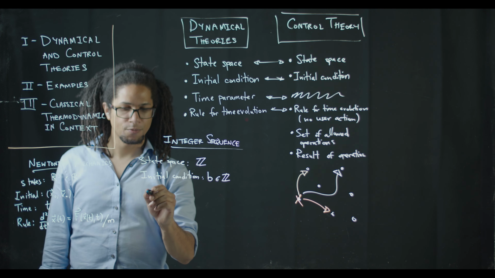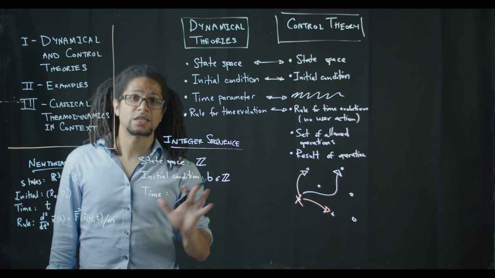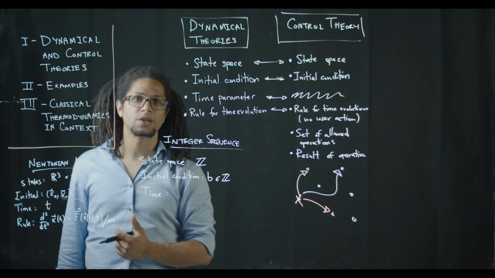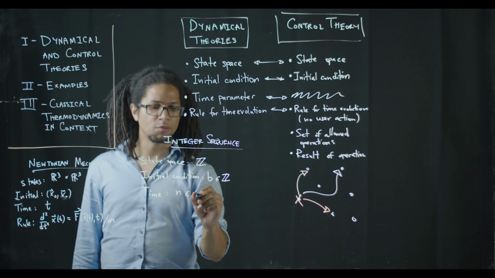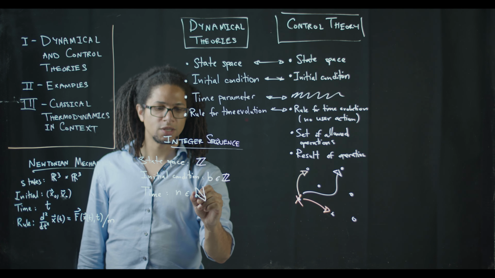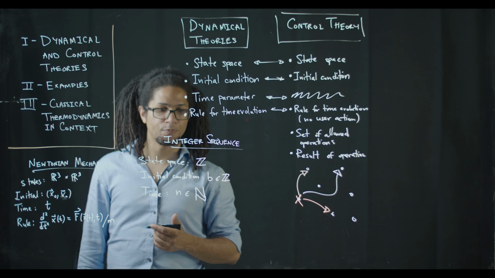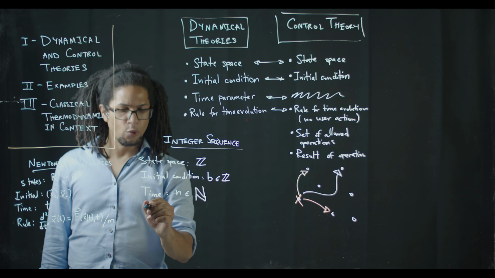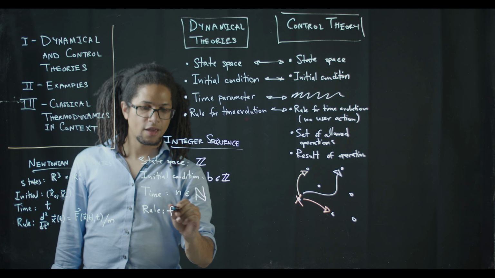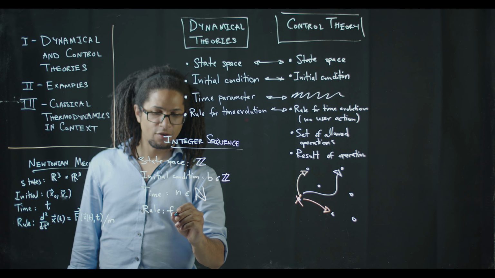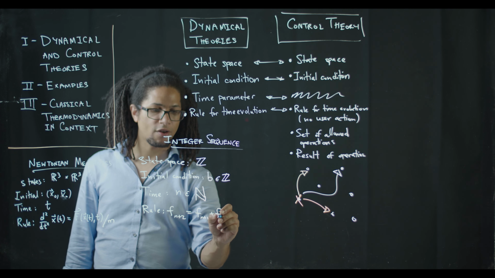The time parameter is now a discrete time parameter. It's not continuous like t was for Newtonian mechanics. Let's call it little n. And this is going to be an element of the natural numbers, since the Fibonacci sequence is typically only defined for n greater than or equal to 0. And the rule, finally, will be that if we call the sequence f, f of n plus 2 is equal to f of n plus 1 plus f sub n.